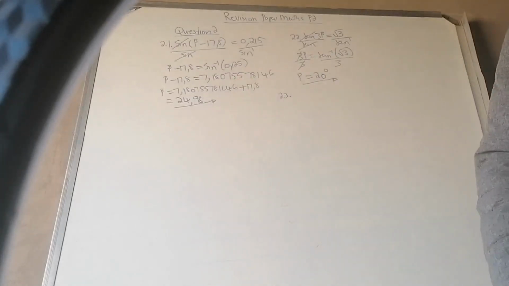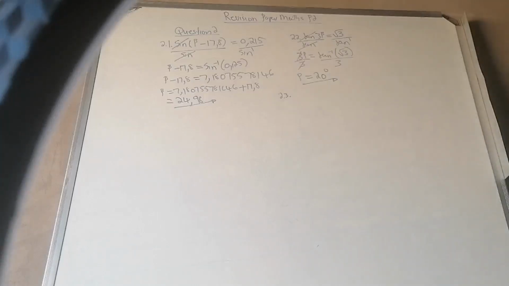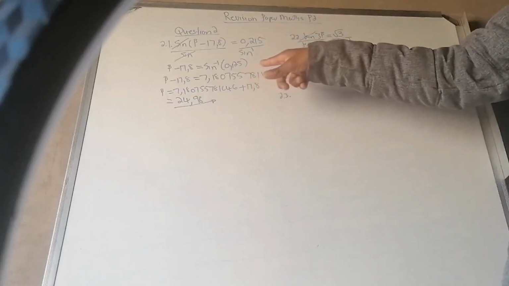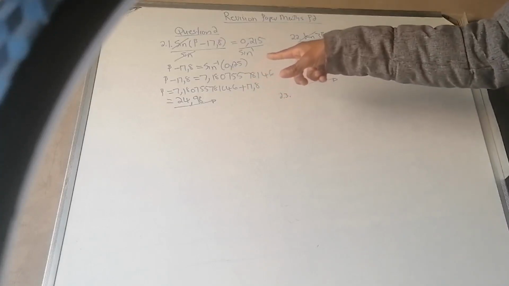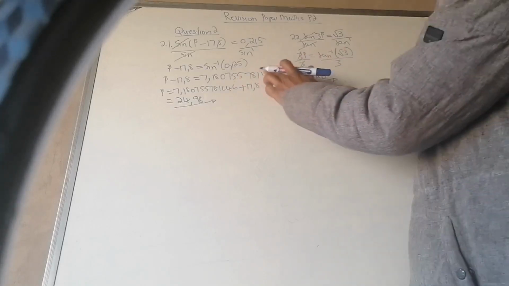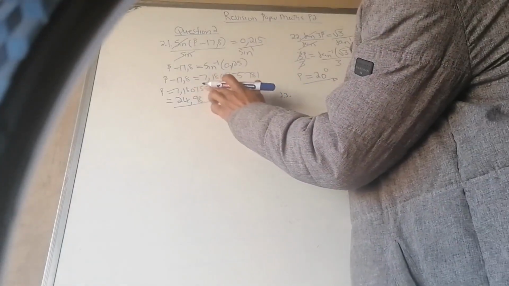Let me reset this calculator to check. 2.1 again: arc sine of 0.125. The answer is 7.18 0755 781.